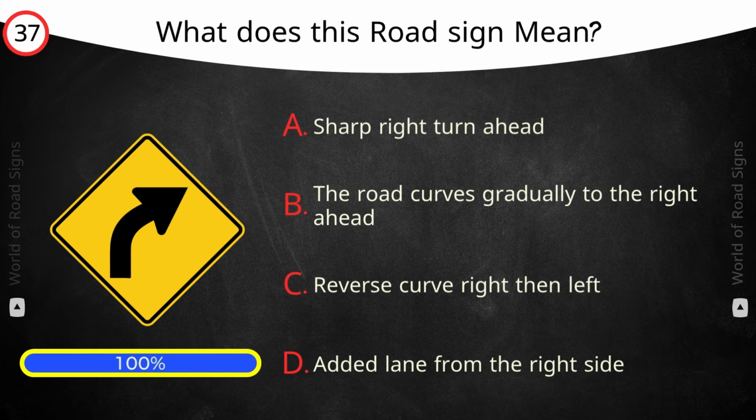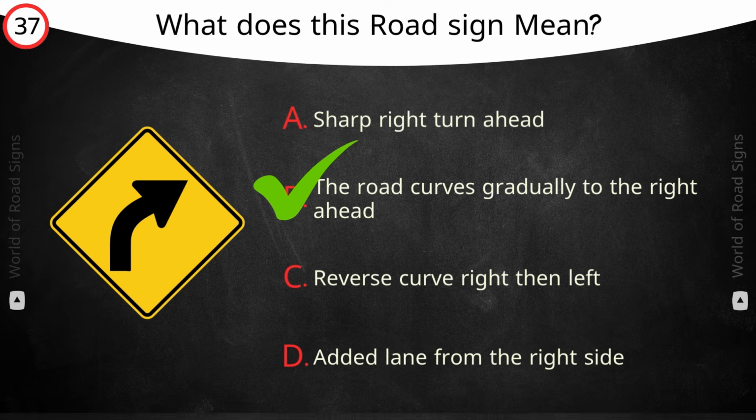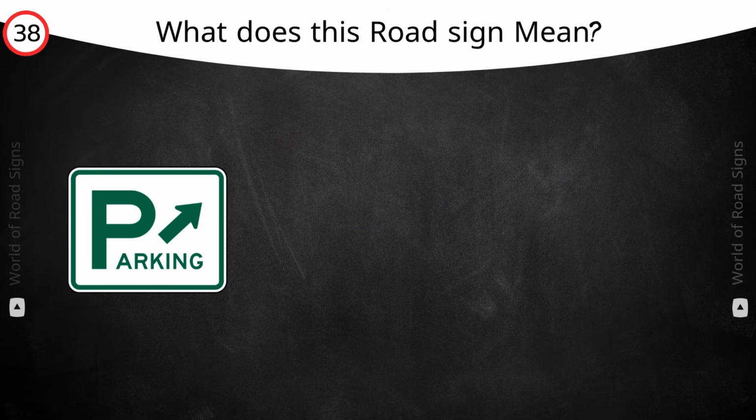Option B is correct. The road curves gradually to the right ahead. Question 38. What does this traffic sign indicate?